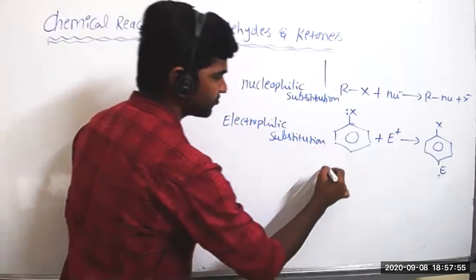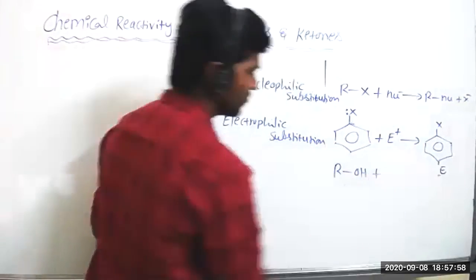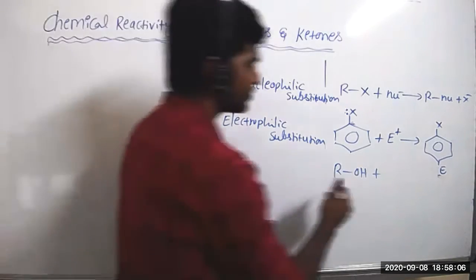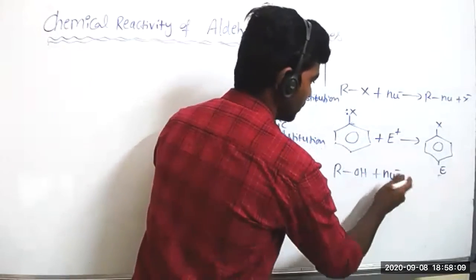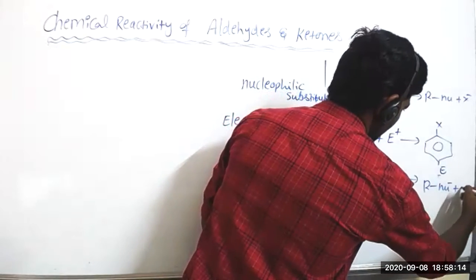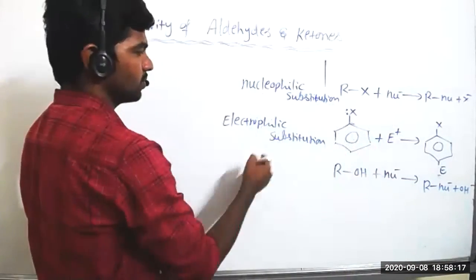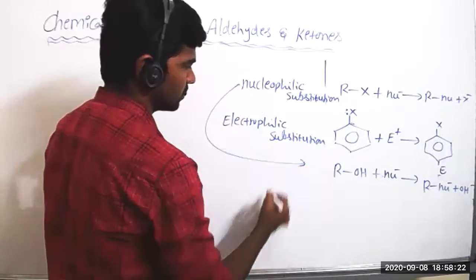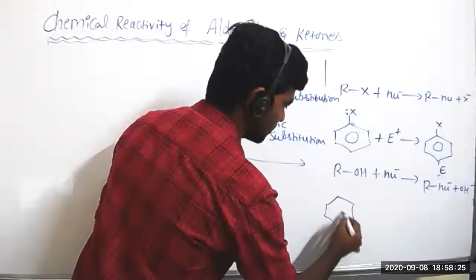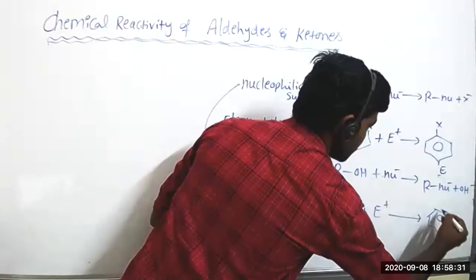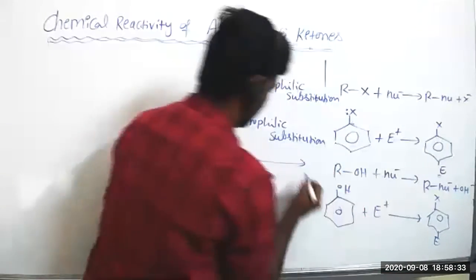Next, alcohols. Alcohols are involved in which kind of reactions? These are also involved in nucleophilic substitution. So for your nucleophile, you can take a halogen now, or any nucleophile. It gives R bond nucleophile, and OH minus comes out. So this is also nucleophilic substitution. Same reactions. Next, phenol. Phenol is involved in electrophilic substitution reactions again.